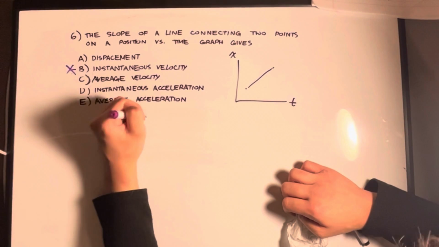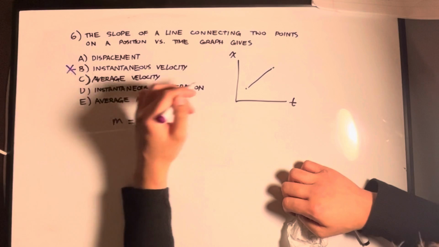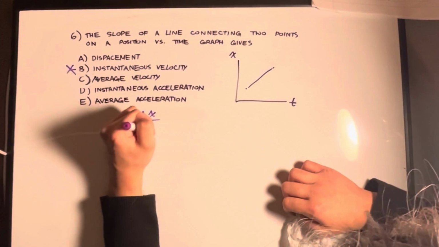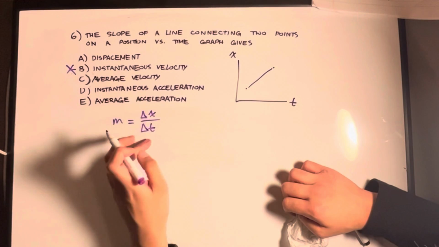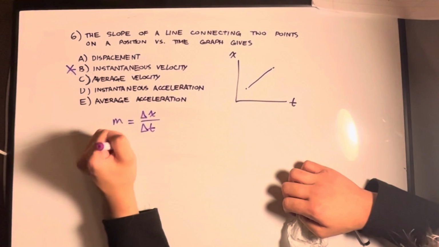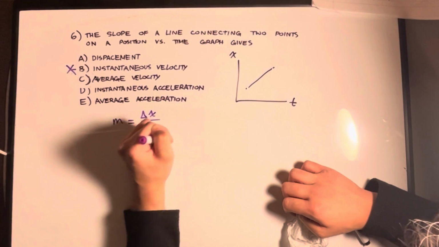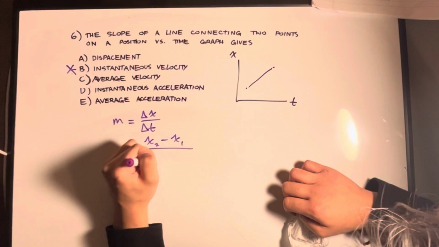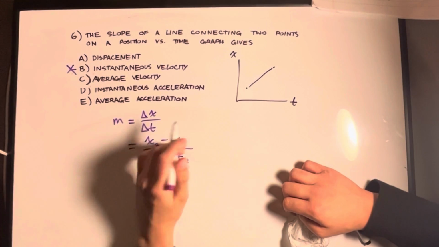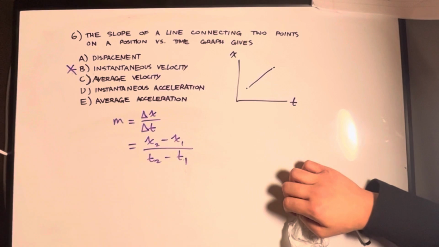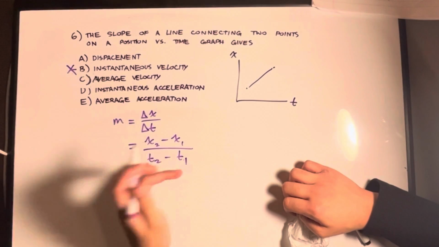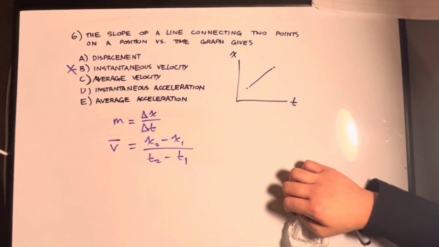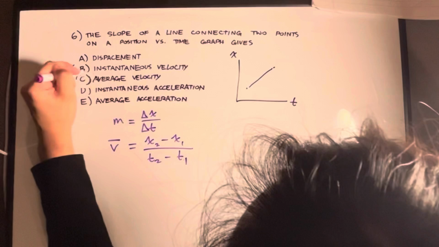Well, you say m is equal to the change in y over change in x, or in this case, the change in x on the y-axis and the change of t on the x-axis, which will give you x sub 2 minus x sub 1, because that's what we do to find the slope, and t sub 2 minus t sub 1, my bad. So what formula is this? Well, we know that when we use this formula, we're solving for average velocity. So the correct answer would be C.